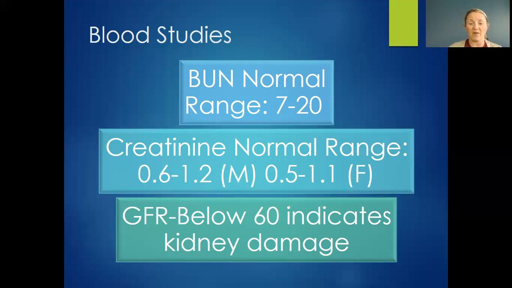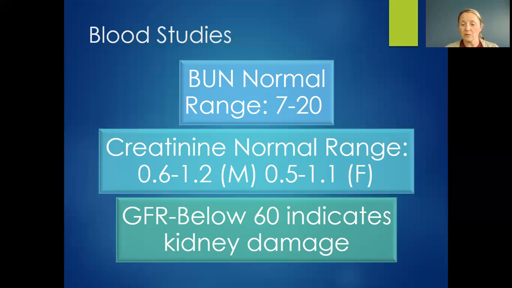Normal creatinine is typically, there's different values for men and women. What you see overall is the male value, 0.6 to 1.2. Make sure you're using your facility's numbers as well. And then that normal BUN range is about 7 to 20.